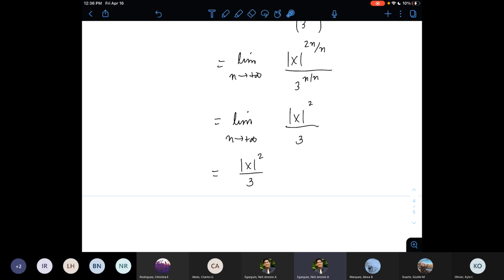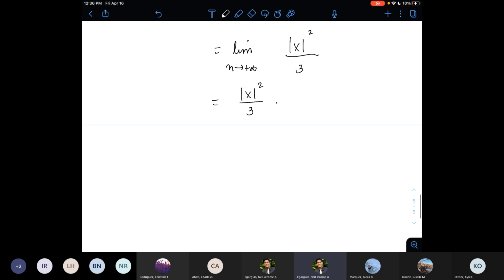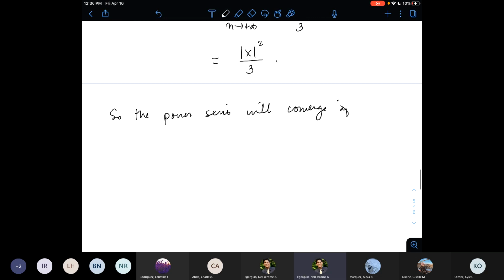All right. Now we're applying the root test. Remember, what's the conclusion for the root test? We know that the series will converge if the absolute value of x squared over 3 is less than 1. Agree? That's the requirement for the root test, right? For the root and the ratio test, your limit must be less than 1.